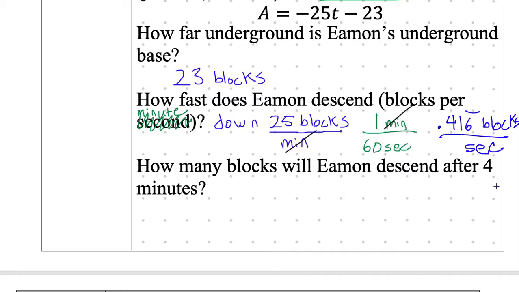And then finally, how many blocks will Eamon descend after 4 minutes? 2 people know. 3 people know. Does anyone have their card? Oh yeah, Ugo. 100. How'd you get that? Oh, 20. Okay, so 25 was your slope or your speed. So 25, and then you plug in 4 for T, and you got 100 blocks. All right, yeah, thank you.